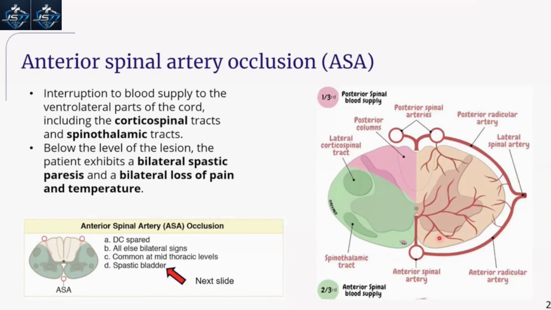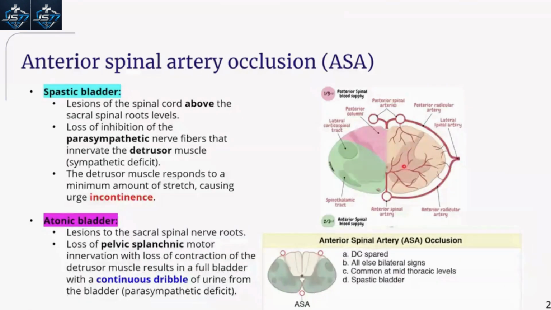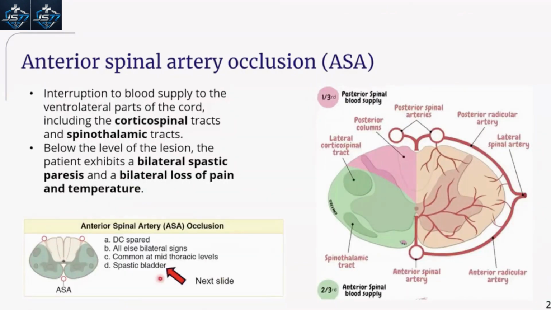Is proprioception and vibration spared? Yes, those are found more posteriorly. So those are going to be spared. That's the posterior column. Awesome. Okay, thank you.